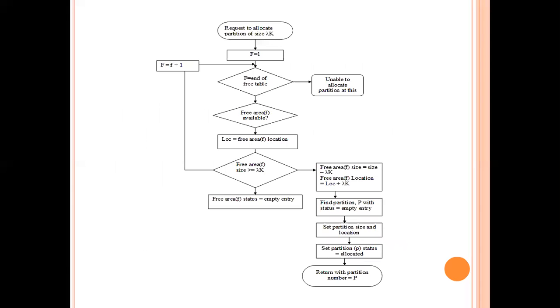So this is the flowchart for illustrating the paged memory management technique. Here also, first request to allocate a partition of size lambda k. Lambda k means suppose the job requires 3200, then it requires 4 blocks. So in this case, lambda becomes 4, like that. Then f equal to 1 means the partition number is 1. Then you check whether f is the end of the free table, etc. So this is a very simple flowchart illustrating paging memory management technique.